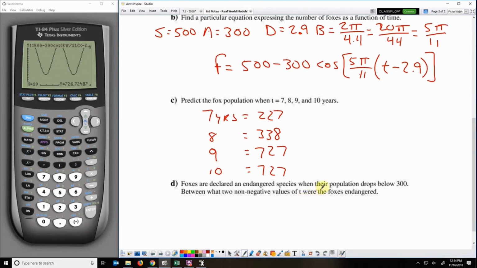Foxes are endangered when their population is below 300. Between what two non-negative values of t were they endangered? So we want to know when the foxes were below 300. So if we trace, and we'll go back toward the beginning. So here we are early on in our study. When did they go below 300? Looks like right about 2.3 years.